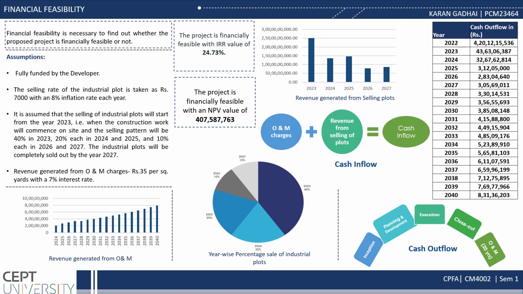Assumptions made in the financial feasibility are as per the site conditions. As of the end of 2023, 40% of the plots have been sold, and the operations and maintenance charges are confirmed with various consultants.